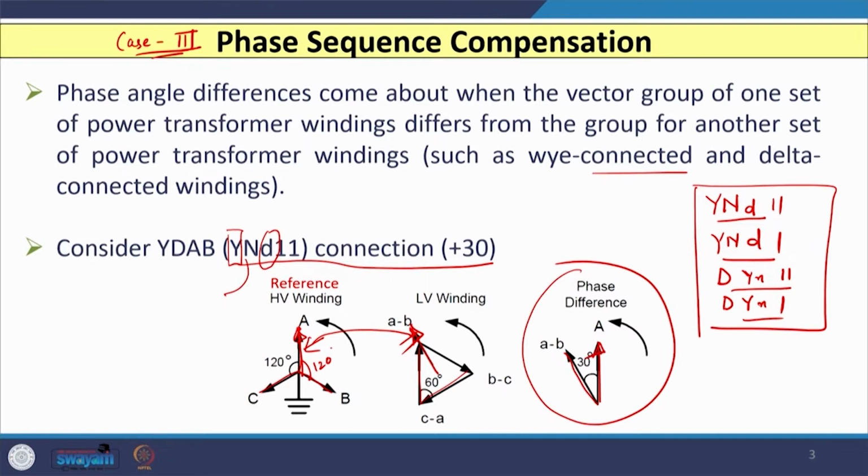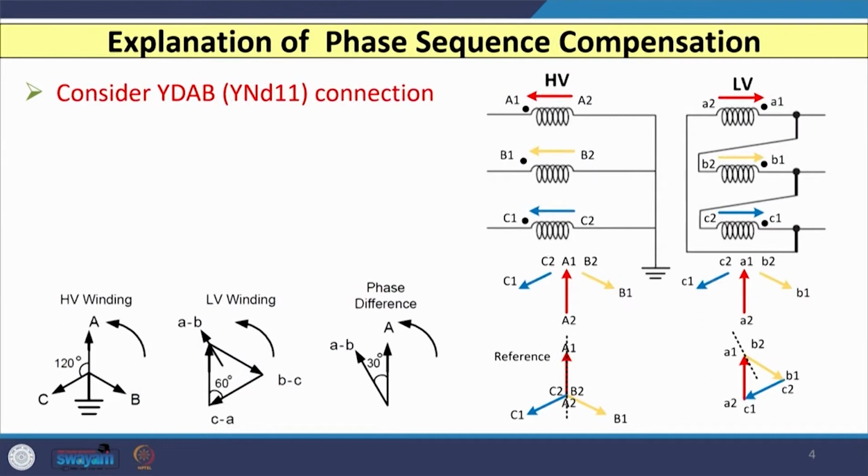So, to understand this, let us consider one example. So, here I have considered the example of the star delta 11 connection. So, here you can see that the star connection is grounded, the meaning of N, that means the star is grounded. So, the phasor I have shown here, which are 120 degree apart with each other, and your neutral of the star is grounded. And then we have the LV winding, that is delta.